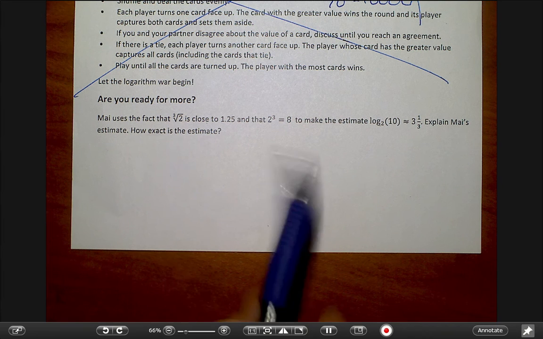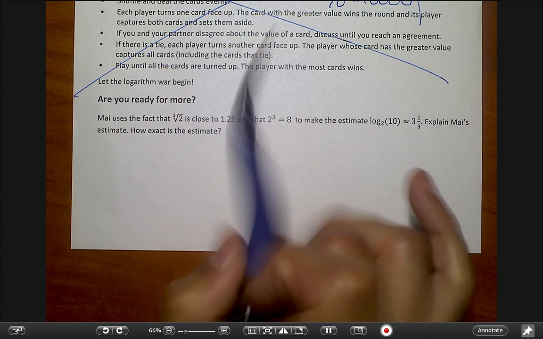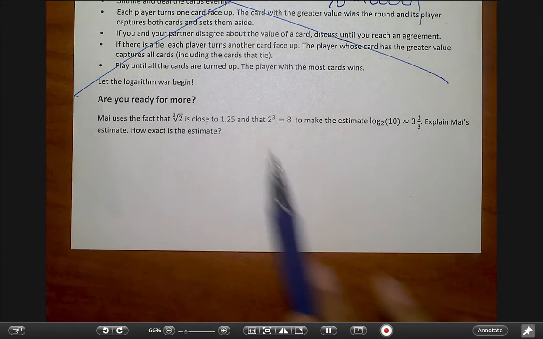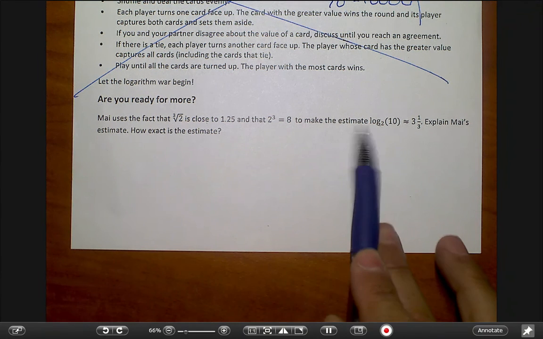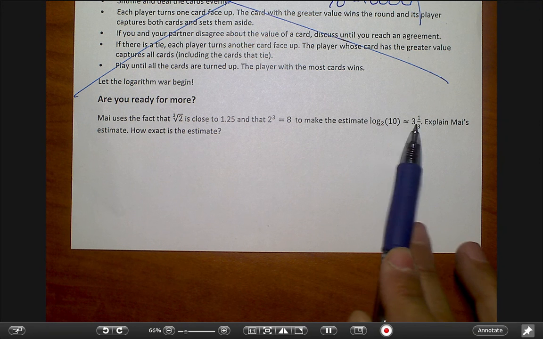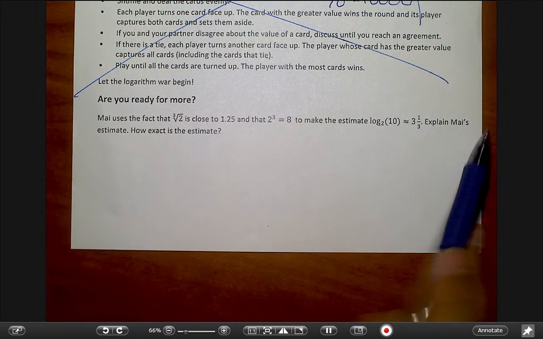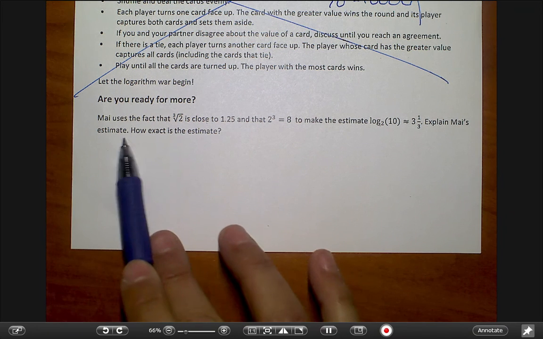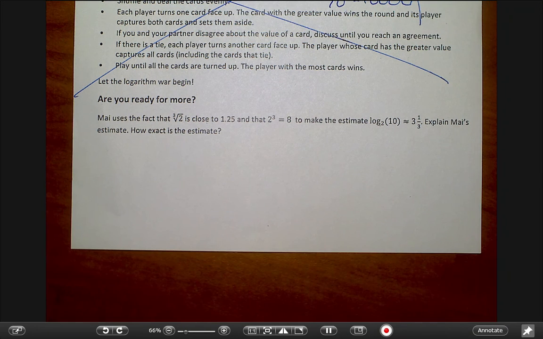All right, use the fact that the square root of 2 is close to 1.25 and that 2 to the third power is 8. Make an estimate for log base 2 of 10, which equals 3 1/3. Explain my estimate. How exact is this estimate?